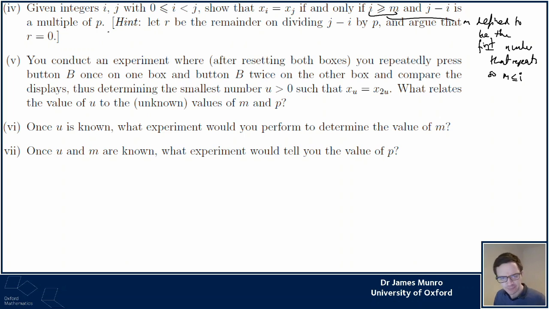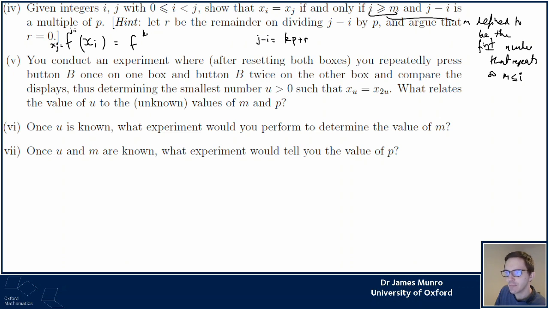of p. The difference between where we are in the sequence is a multiple of p, the number we had before. And the hint is to let r be the remainder when we divide J minus I by p. Okay, so if I'm following the hint, I want to write J minus I as kp plus r. Here r is less than p, it's the remainder. So J minus I is the distance between these in terms of button presses. So I could say that if you press the button J minus I times starting at x_I, that's going to be x_J.